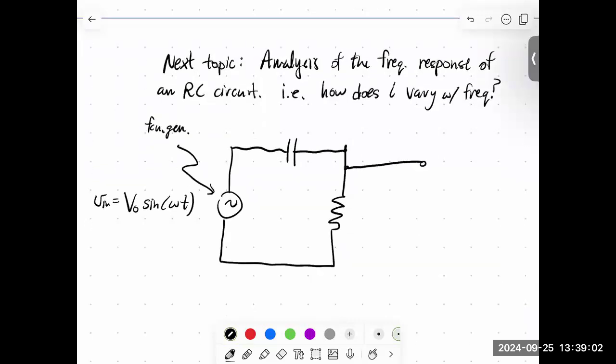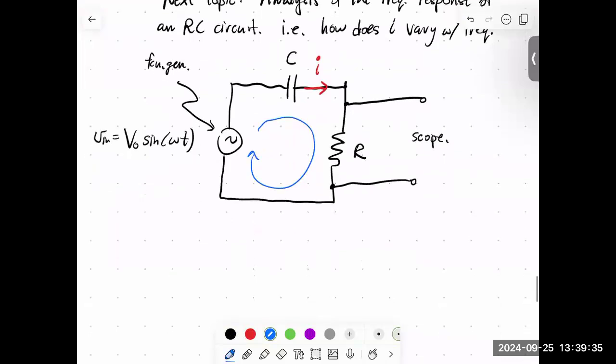What we could do is maybe we want to measure the voltage across our resistor, and we do that with an oscilloscope. Here is going to be the current I in our circuit. This is C, this is R, and it's just a one loop circuit. We can just keep track of all the changes in voltages around that loop, and we could analyze it. And that's in fact exactly what we're going to do.